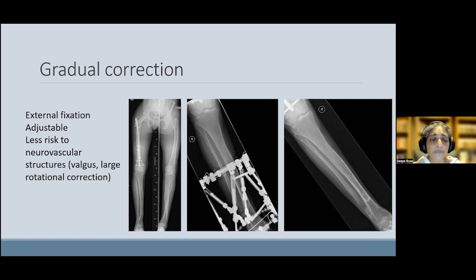Also, if you are correcting a significant deformity, then it's better to do it gradually because there's less risk to the soft tissues. So you can see here an example of a valgus deformity of the distal tibia, and that was corrected gradually with a hexapod frame, and then you can see the final results.